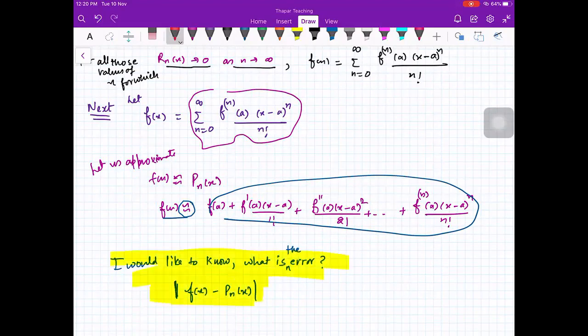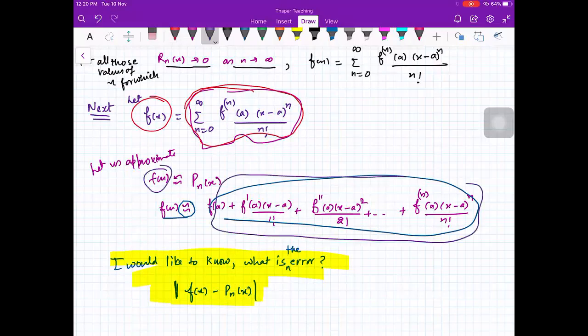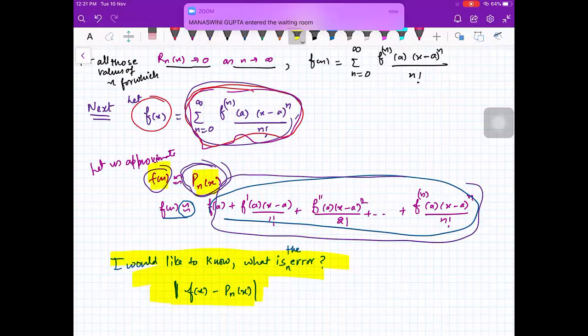Yes, beta. (Student: Ma'am, after 'let us approximate' what you said I did not understand, what did we approximate?) You see, your f of x is equal to this series, and this series contains infinite number of terms, right? So I am saying that I will just write the first n plus 1 terms. So I am writing this in place of f of x. I'm not writing the whole series because that is an equality sign. So I'm just writing the first n plus 1 terms. So I'm approximating f of x with Pn x. Okay? Right? So I would like to know, if I am approximating f of x with Pn x, what is the error? Is that thing clear?